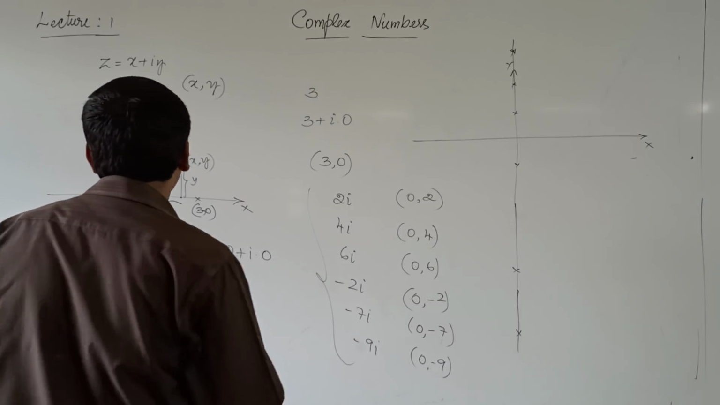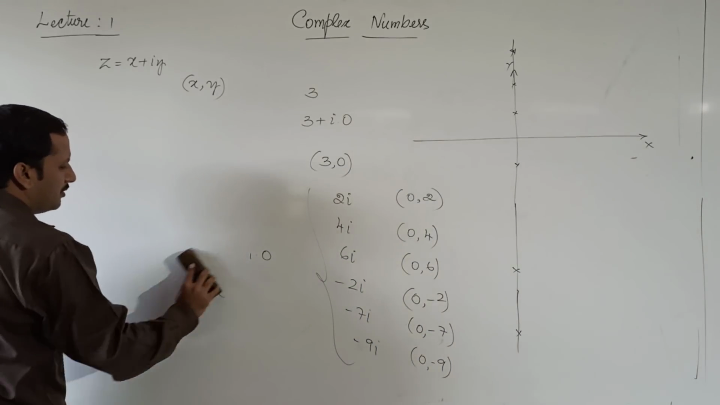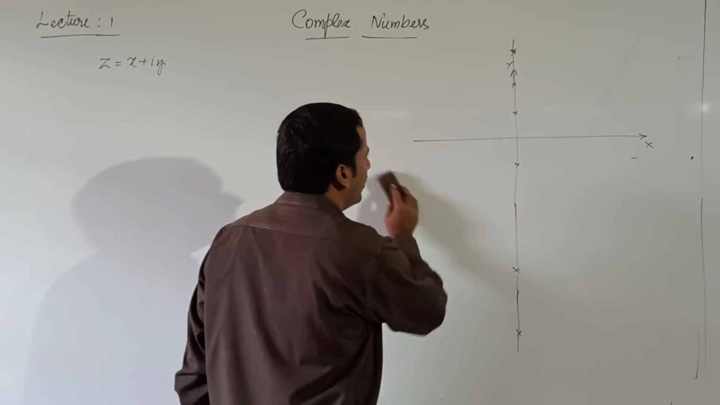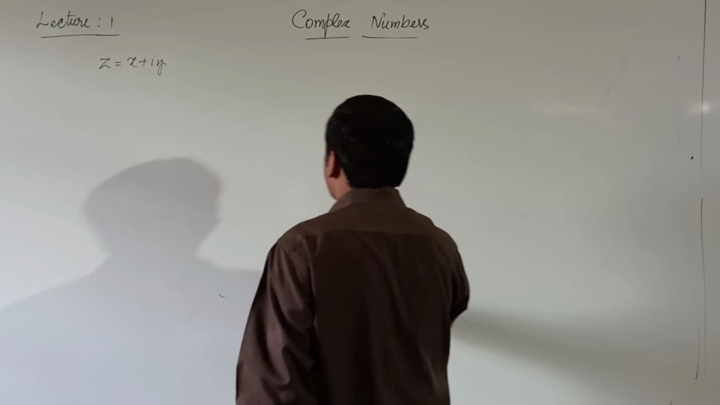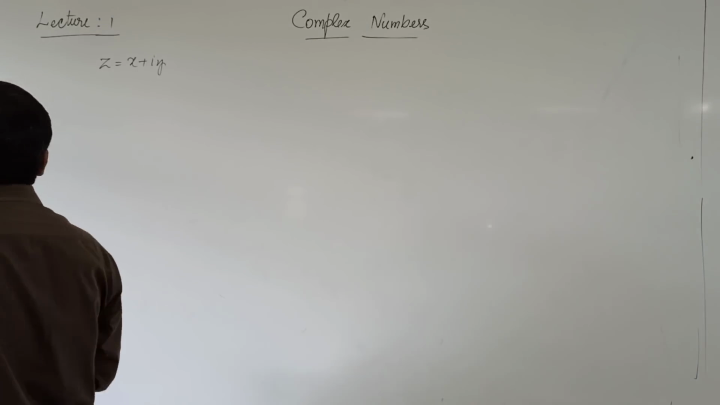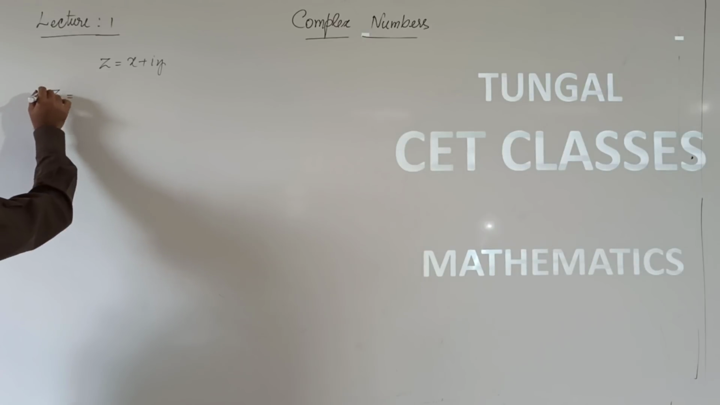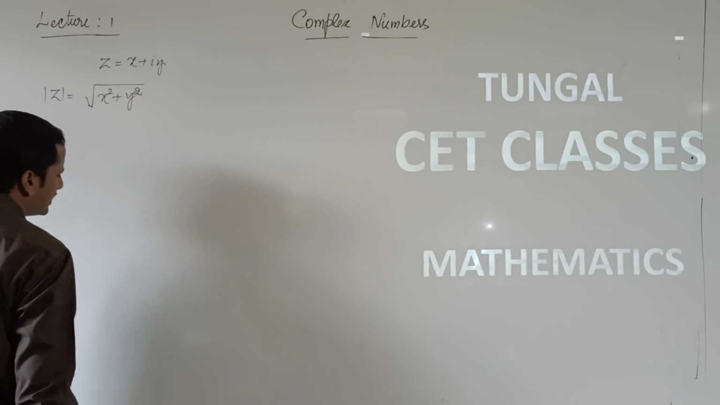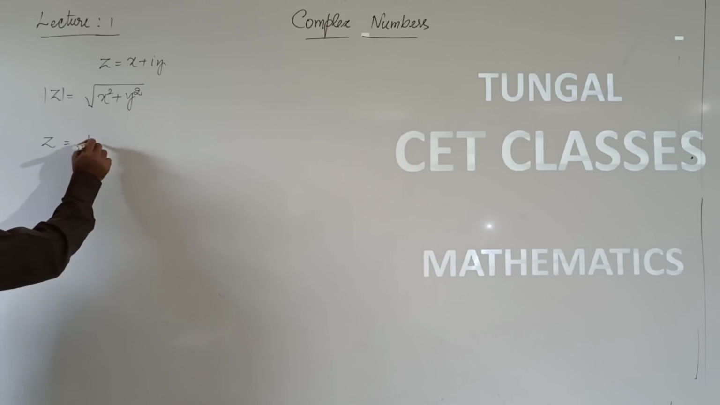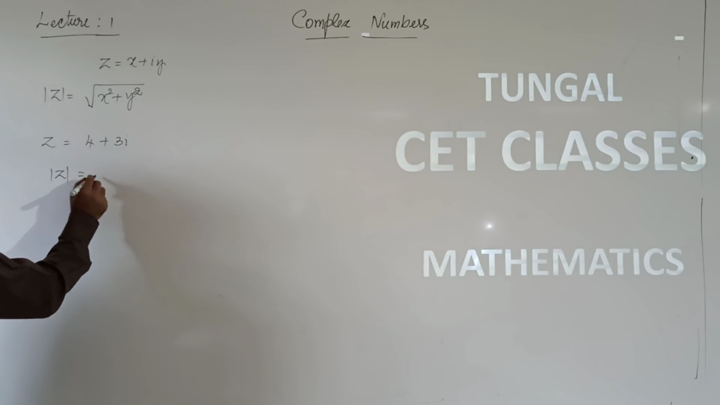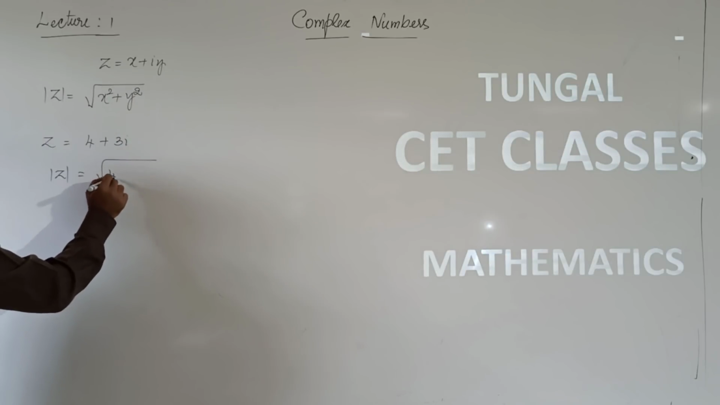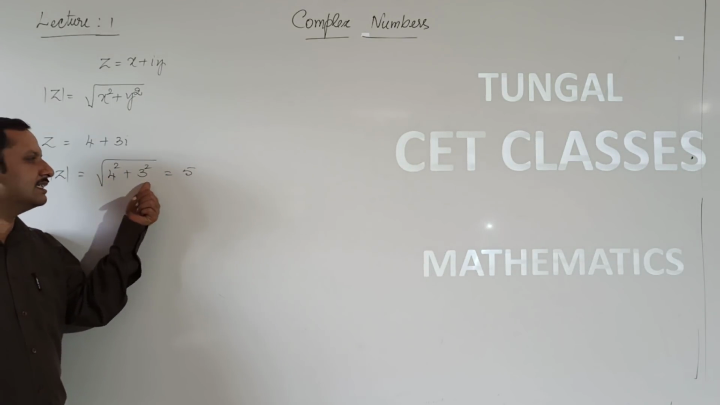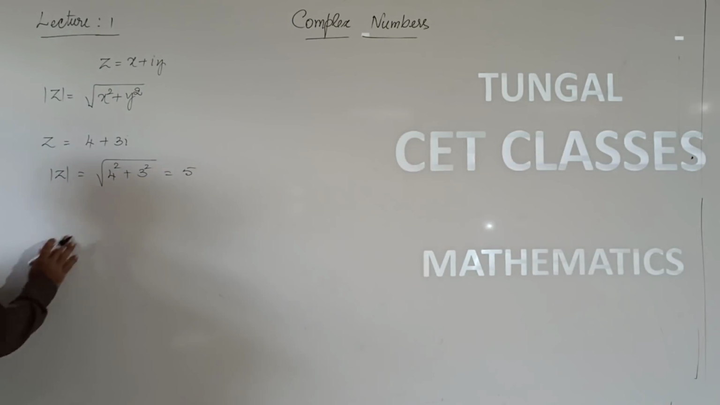Okay. Next, let us say the modulus of a complex number. If z is equal to x plus iy, then the modulus of z is equal to the square root of x square plus y square. So if I take z is equal to 4 plus 3i, then mod z is equal to the root of x square plus y square. 4 square plus 3 square: 4 square is 16, 3 square is 9, 16 plus 9 is 25, root 25 is 5.